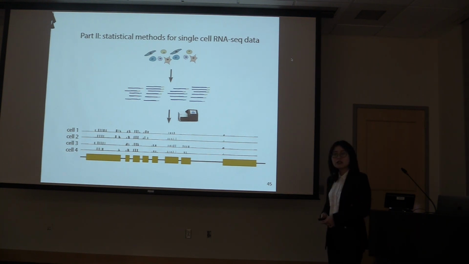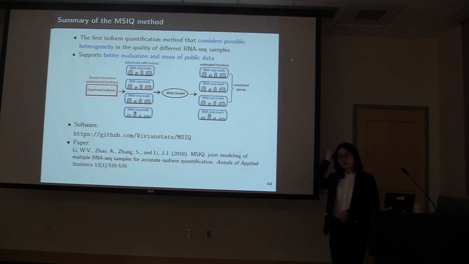So I have one question. Sure. When you weight the samples, that's for all the genes together? Or do you do it gene by gene? We do it gene by gene. Okay.